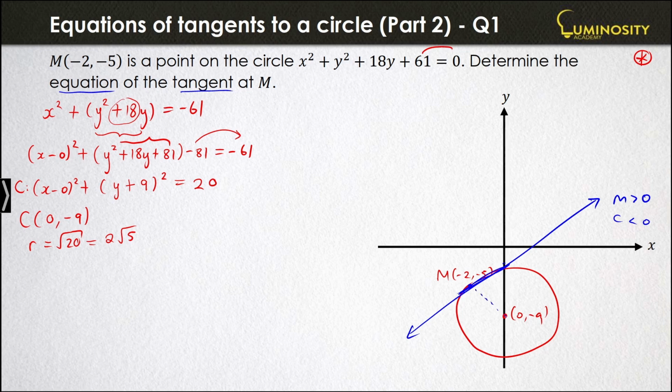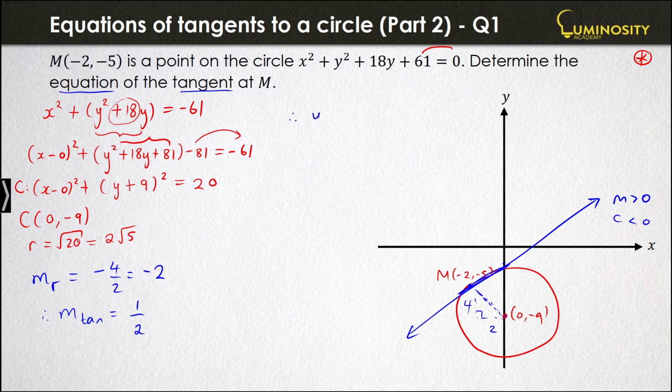First of all, we need the gradient of the radius line. So from -2 to 0, it's 2 units across. And from -5 to -9, that's 4 units down. And again, you can see the gradient's negative by the slant of the line. So the gradient's going to be -4 over 2, which is -2. So therefore, the gradient of the tangent line is going to be the negative reciprocal, so it's going to be a half. Because if you multiply those two, you get -1.